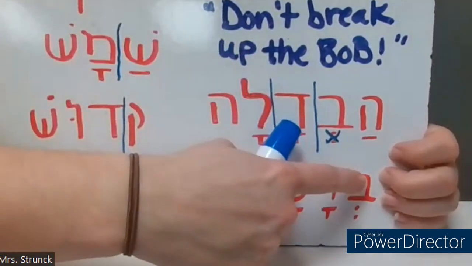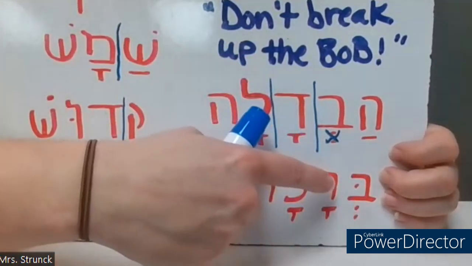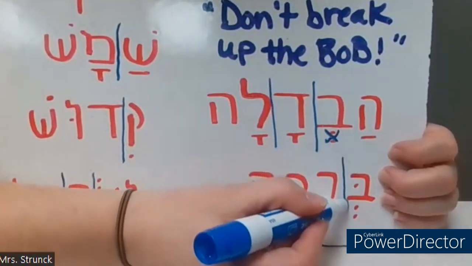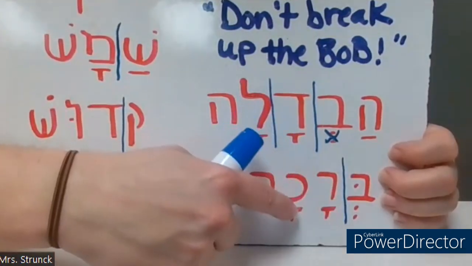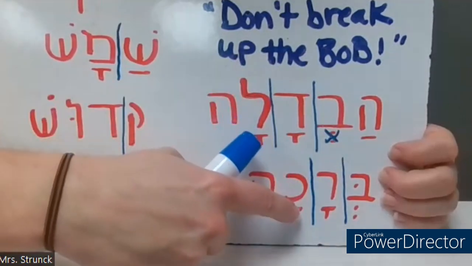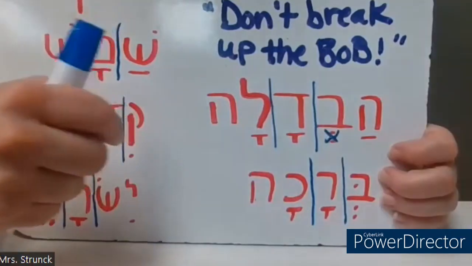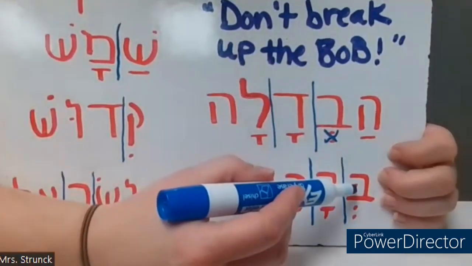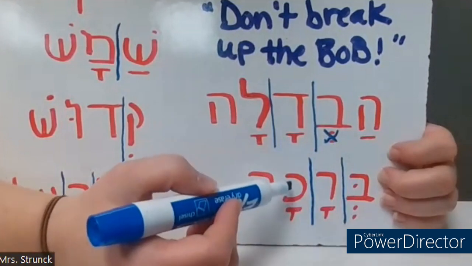We're going to say letter, vowel, letter, vowel. That's like mama. I got to draw my line. Letter, vowel, letter, vowel. That's like mama. I got to draw my line. And letter, vowel, letter. That's like Bob. So we don't break up the Bob. So we've got be, ra, ha.